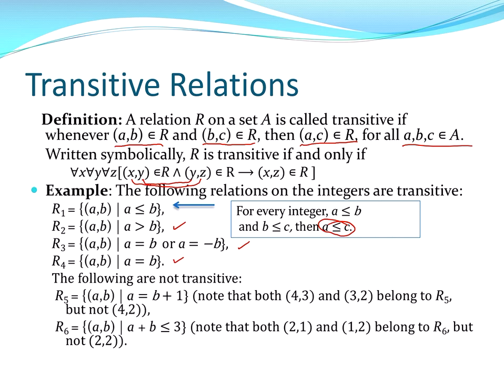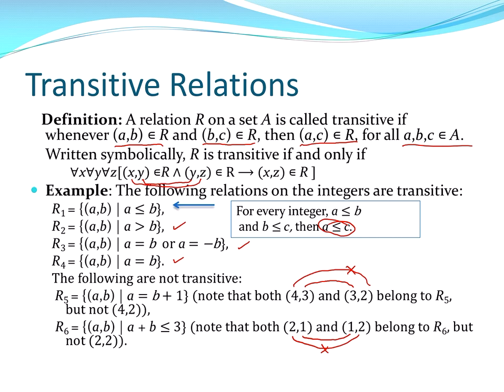For non-transitive relations, take R5, a equals b plus 1. Note that (4, 3) and (3, 2) are in the relation. If it were transitive, (4, 2) would be in the relation, and of course 4 does not equal 2 plus 1. Similarly, (2, 1) and (1, 2) are in the relation for R6. In that case, we would expect (2, 2) to be in the relation if it was transitive, but 2 plus 2 does not equal 3, so it is not transitive.